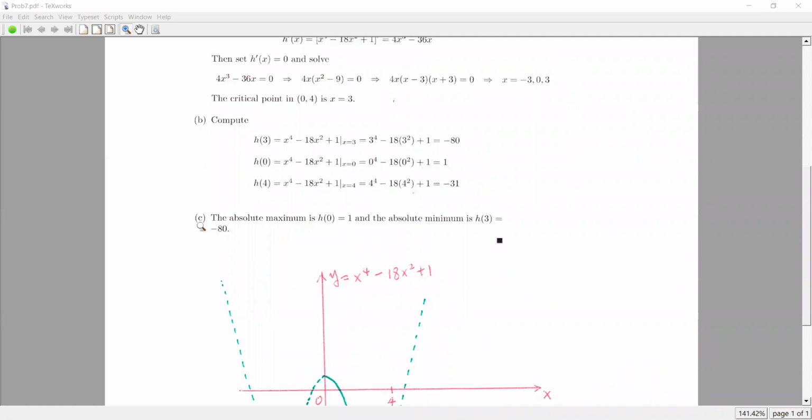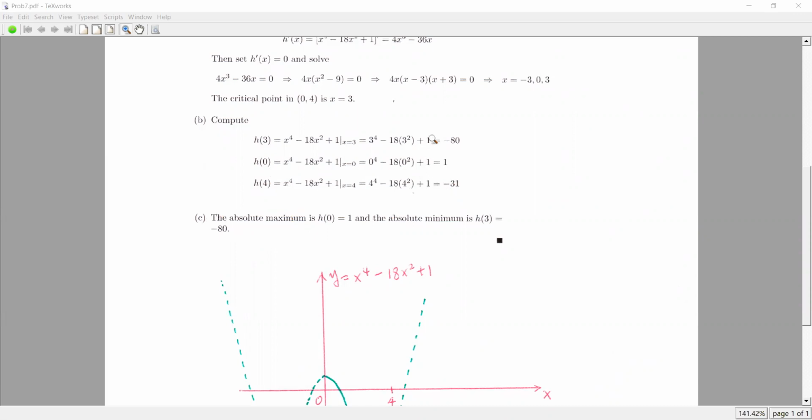The third step of the closed interval method is to make a conclusion. Compare these three function values. The largest is 1. So the maximum function value of the function over the given interval is 1. The location of 1 is at x is 0.